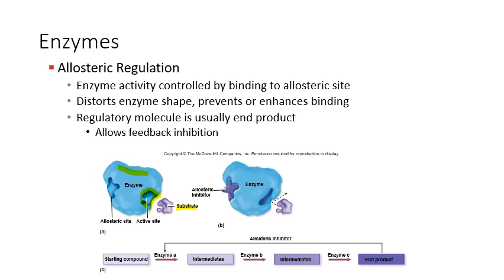But in allosteric inhibition, we actually bring an allosteric inhibitor into the other side of the molecule, right, to this allosteric site. And when this allosteric inhibitor bonds to that allosteric site, it's going to change the shape of the active site temporarily, right?